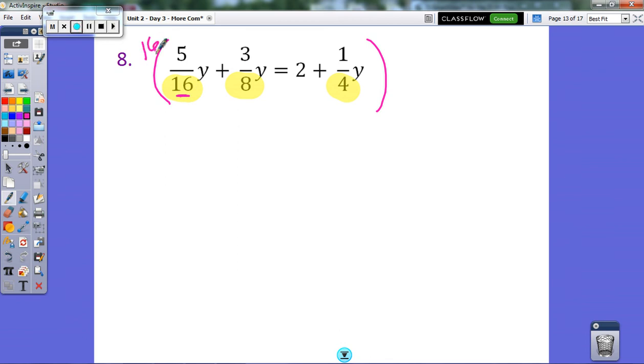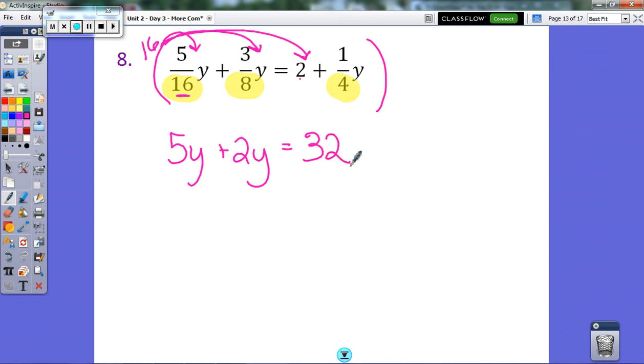Now, I'm going to do this kind of quick and not use the calculator, but you guys can always pause the recording. 16 times 5/16 y is going to be a 5y. 16 times 3/8 is going to get you a 2y. Keep going on the other side. I have to do 16 times 2. So yeah, even if it's not a fraction, I still have to multiply it. 16 times 2 is 32. And 16 times 1/4 y. Well, 16 times 1/4 is 4y.